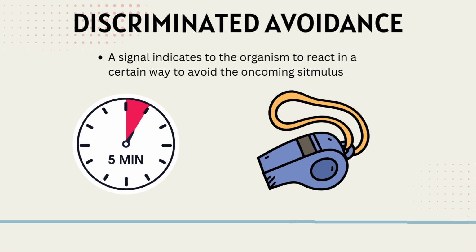Or when you blow a whistle, students know that a bunch more kids are about to come around you and they might want to step back so they don't get overwhelmed. The main point of discriminated avoidance is that there is a signal to indicate to the organism that they need to react in a certain way.